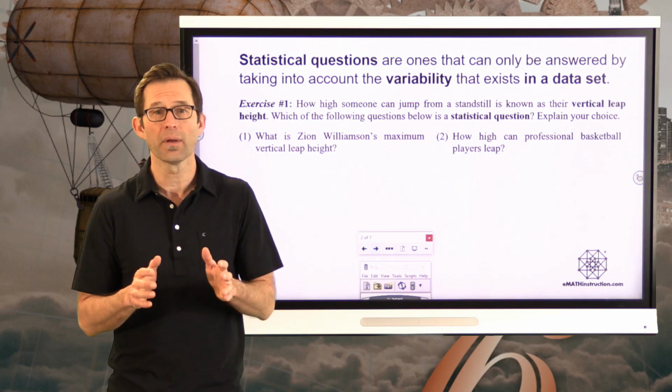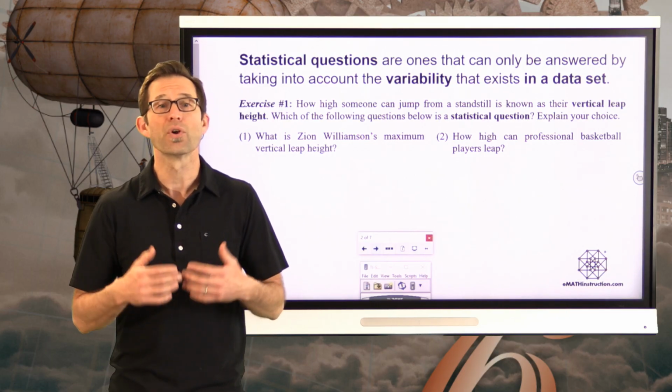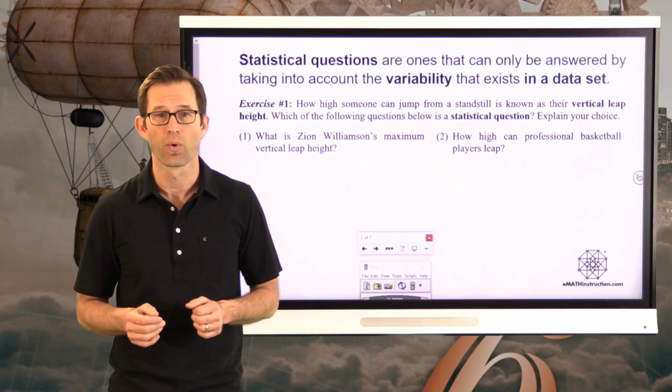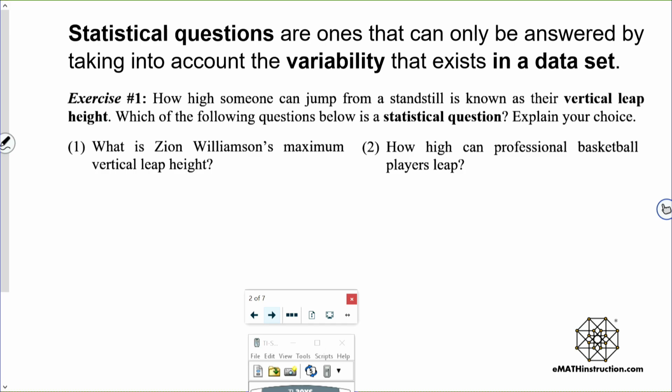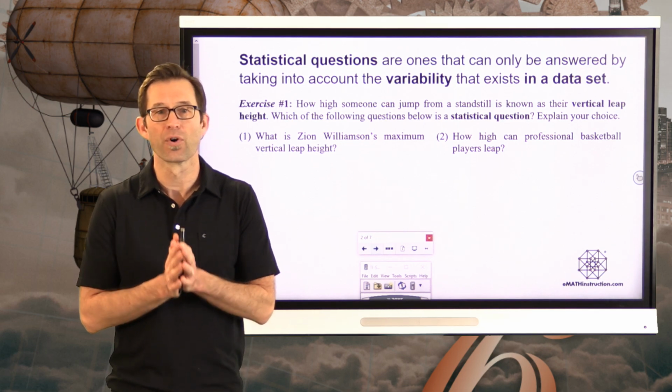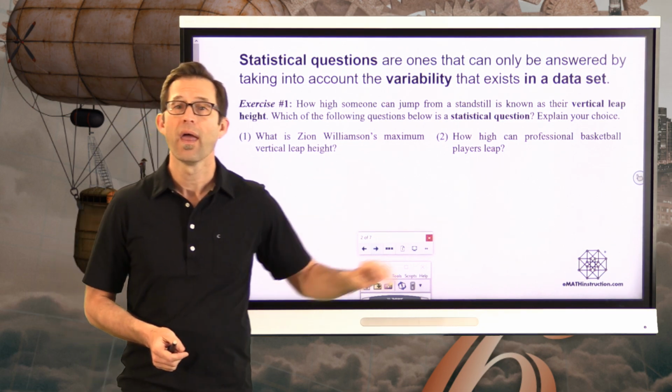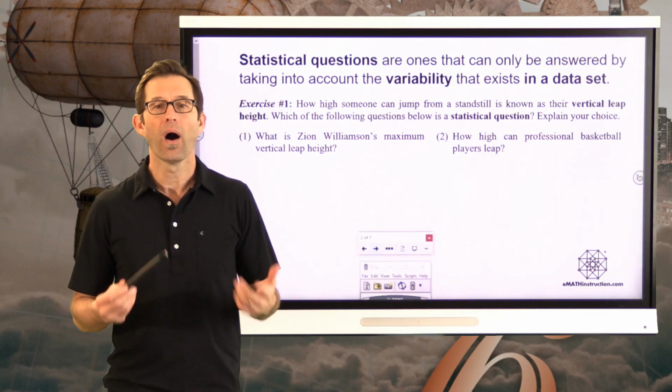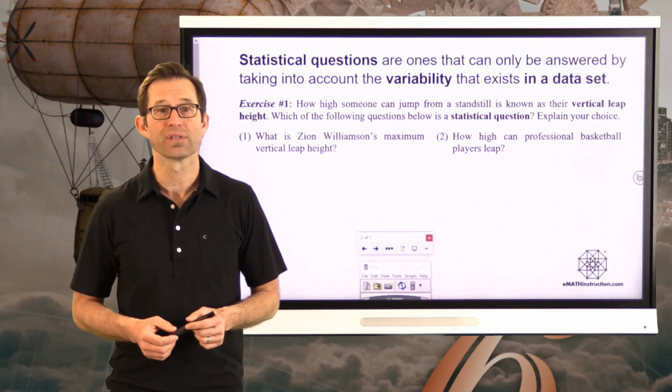Let's look at a good example of that in exercise number 1. How high someone can jump from a standstill is known as their vertical leap height. Which of the following questions below is a statistical question? Explain your choice. Question 1, what is Zion Williamson's maximum vertical leap? And question 2, how high can professional basketball players leap?